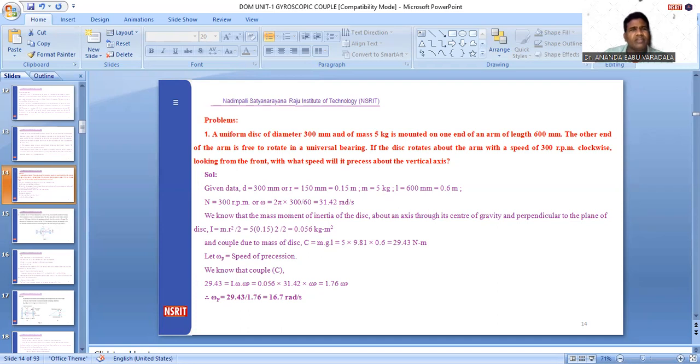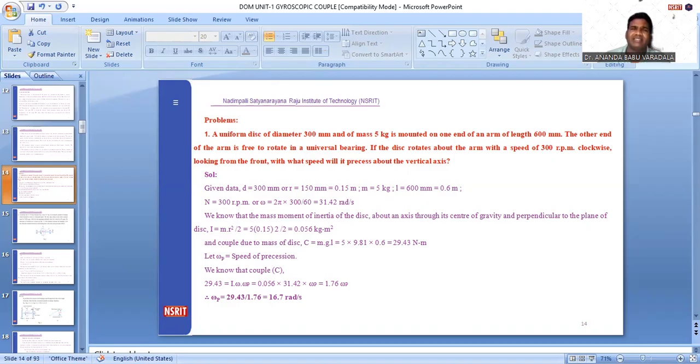Now we will see a uniform disc of diameter 300 mm and of mass 5 kg is mounted on one end of an arm of length 600 mm. The other end of the arm is free to rotate in a universal bearing. If the disc rotates about the arm with a speed of 300 rpm clockwise, looking from the front, with what speed will it precess about the vertical axis?